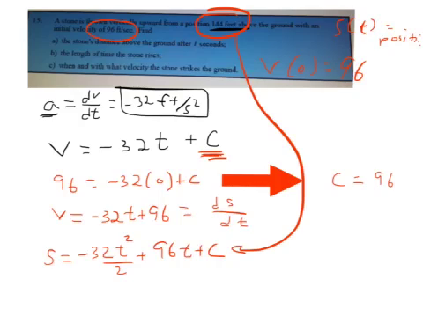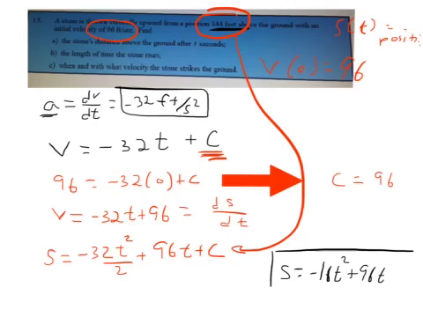So we get this equation: position equals negative 16t squared plus 96t plus 144. So now I know everything about my acceleration, which is always a constant, my velocity, which is right here, and my position. So given any time, I can know my position, my velocity, and my acceleration, which is a constant. So now let's go ahead and answer those questions.